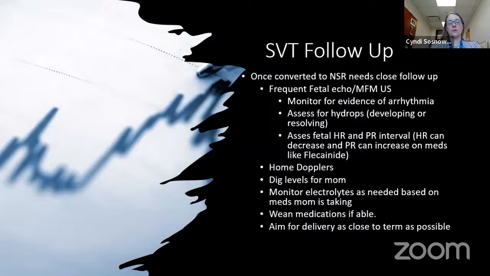Once you convert the fetus to normal sinus rhythm, you really want to do close follow-up. How we typically do it is that initially they're getting some sort of ultrasound twice a week. So they'll see MFM on Monday or Tuesday, and then again on Thursday or Friday, and they're constantly monitoring the heart rate of the fetus. We want to see, is the baby going back into the arrhythmia? So we're visibly seeing it.